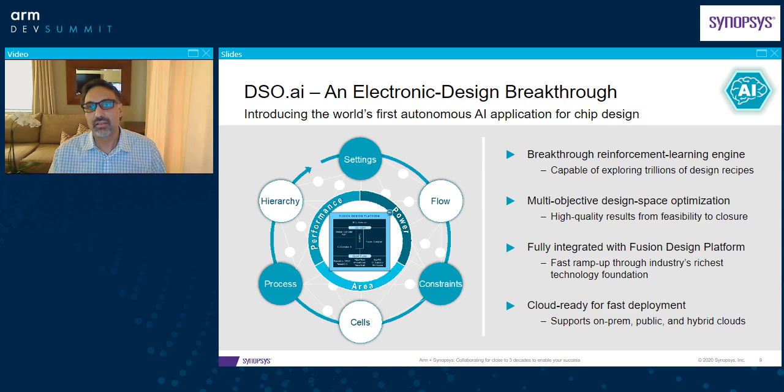And finally, let me talk about the latest innovation from Synopsys that was recently announced, DSO AI, or Design Space Optimization AI. It is the first autonomous AI application for chip design that can explore trillions of combinations of inputs across the design space, making it possible to achieve PPA targets faster with fewer resources.